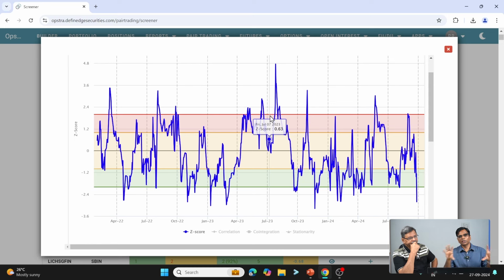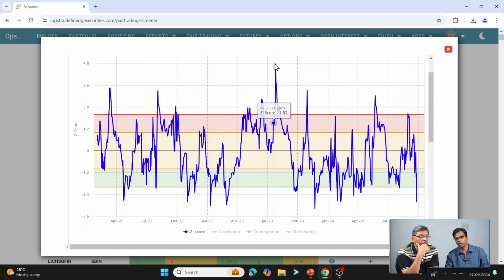So you just look at the screener, whenever it goes above 2, wait till it starts coming down. When it comes down, you can start. For example, here it went above 2 and went up to 4.5, so there the trade would have failed. That would have failed if you had entered at that point of time.